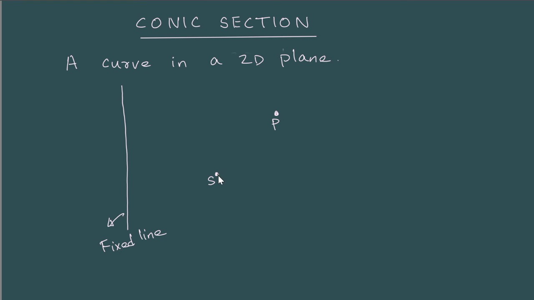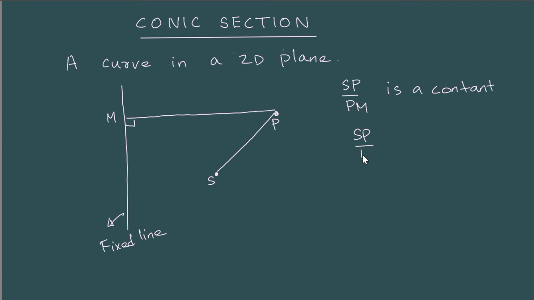If I join the fixed point and the moving point P, I get this distance SP. If I take a perpendicular distance from the point to the fixed line, we get this PM. The ratio of these two distances, SP by PM, is a constant. The letter small e is usually used to represent this constant. SP by PM is e.